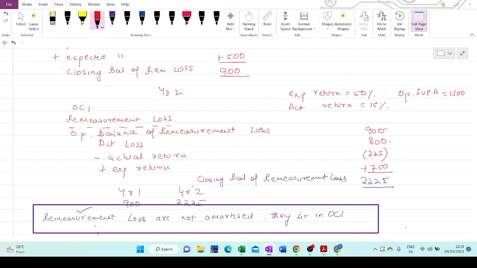Guys, any doubts, tell me now. I am now going to discuss the corridor approach used in GAAP. If there is any doubt, tell me, please. Anil, any doubt? Kunal, any doubt? Everyone, yes or no, tell me now. No, sir. Okay.